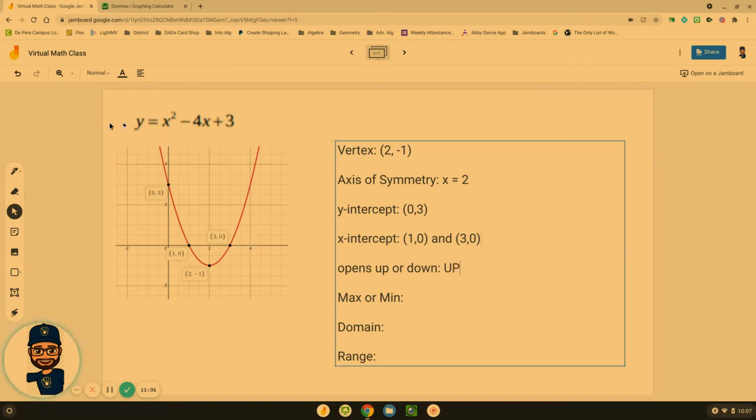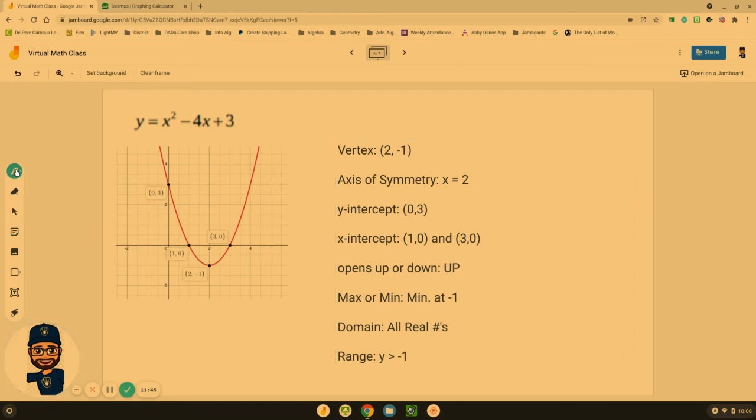We should have been able to answer this question right away. It opens up. We didn't even need to graph it because the a value in front was positive. If it opens up, we have a minimum value at -1. The smallest y value is -1. The domain is all real numbers once again. Always going to be all real numbers for domain. But the range in this case, the graph gets higher and higher and higher. So the y values will be greater than or equal to, what's that smallest y? What's the vertex? -1. Okay, so y is greater than or equal to -1.